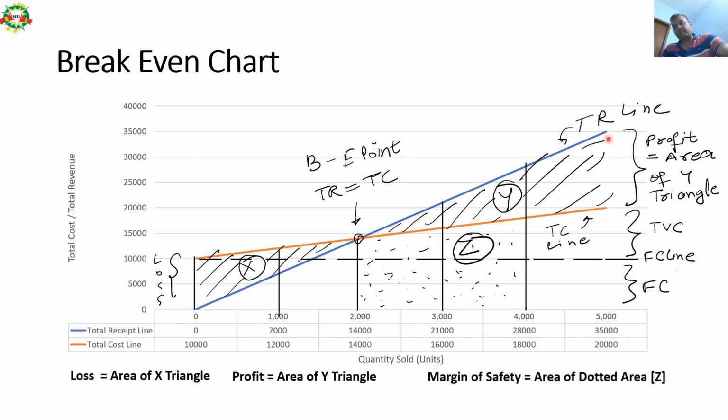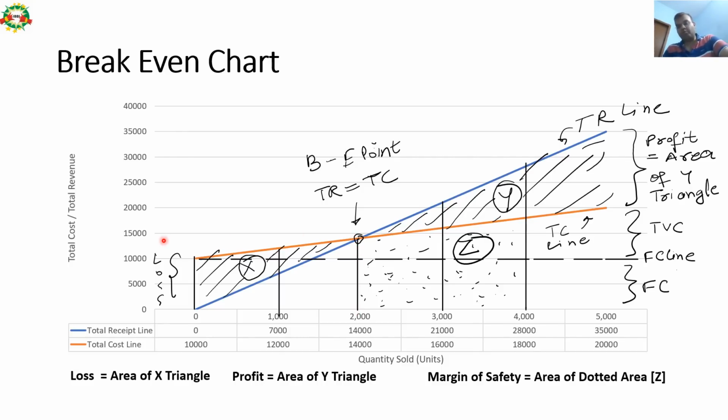5,000 multiplied by 7 rupees per unit. So this is the total revenue line. So break even is nothing but the point where total cost line and total revenue line intersect. So this is the break even point, because here total revenue, this blue line, and total cost both are equal. So 2000 is the break even quantity and 14,000 is break even revenue.